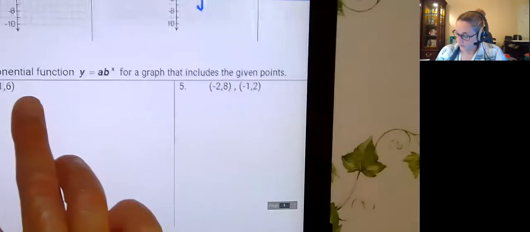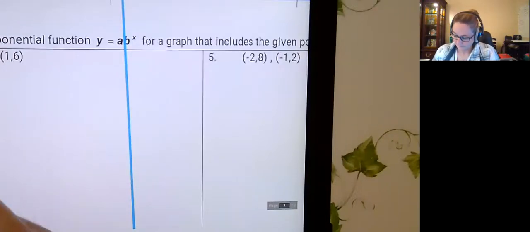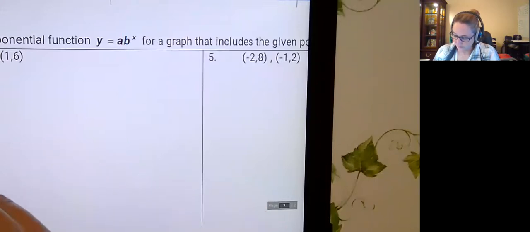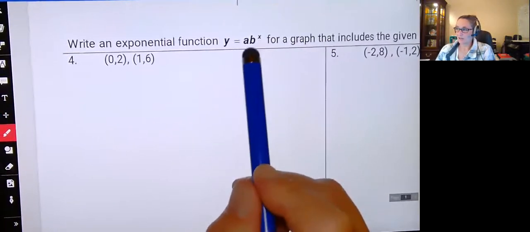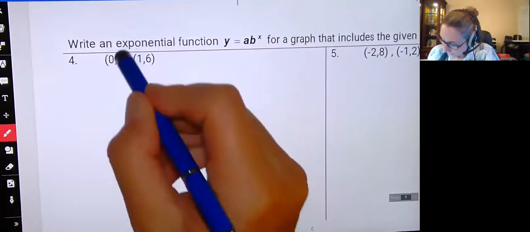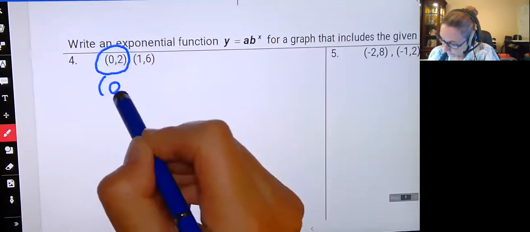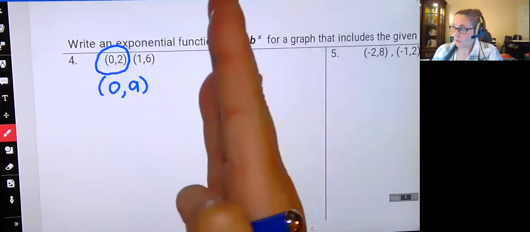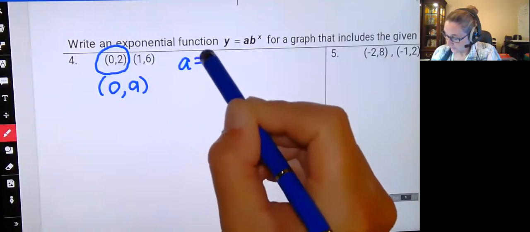Okay. On these ones, we're doing a basic exponential graph. Let me just get rid of this. We're doing a basic exponential graph where we don't have an x minus h or a plus k. We just have a number in front. Okay, now this right here is always going to be 0, your a when it's in this type of form, when we have not moved it left or right or up or down. So this means my a is 2.